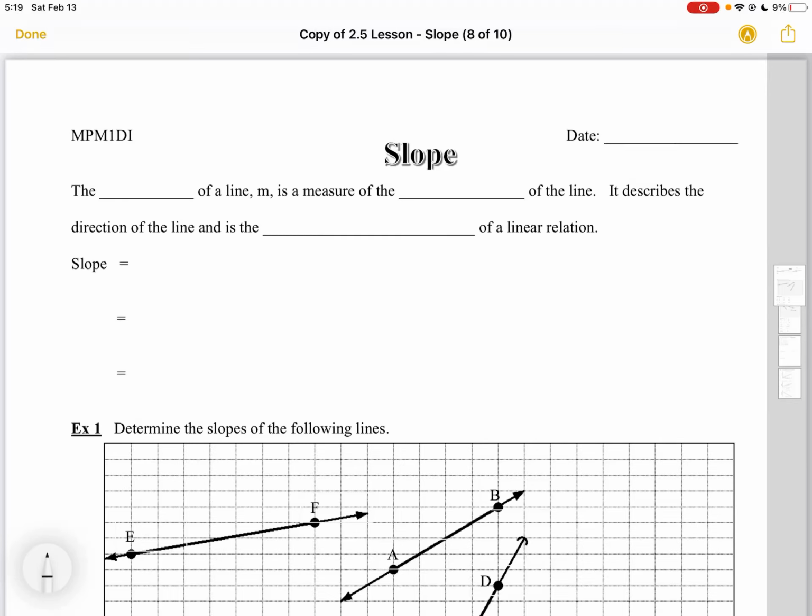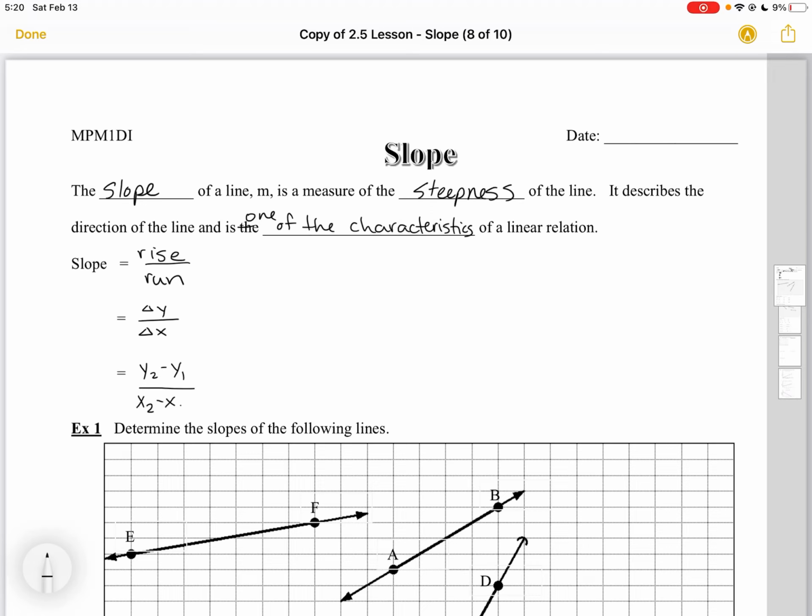This video goes over slope. So the slope of a line is a measure of the steepness of a line. It describes the direction of a line and is one of the characteristics of a linear relation. So slope is rise over run, which can also be represented as delta y over delta x, so your change in y over your change in x. Or you can use the formula y2 minus y1 over x2 minus x1, as we'll develop a little bit later on.